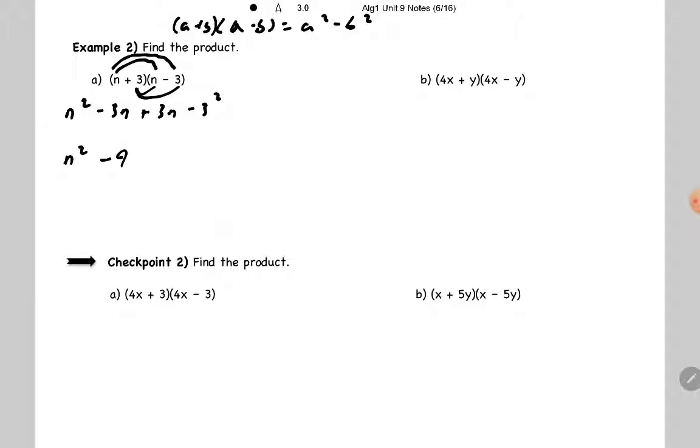If we follow the formula, a equals n, b equals 3. So a squared minus b squared is n squared minus 3 squared, which is 9.